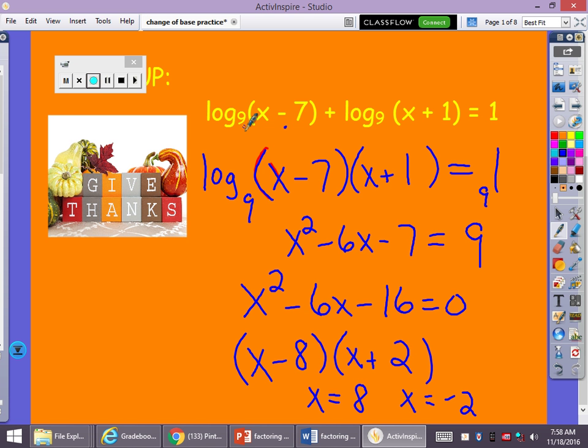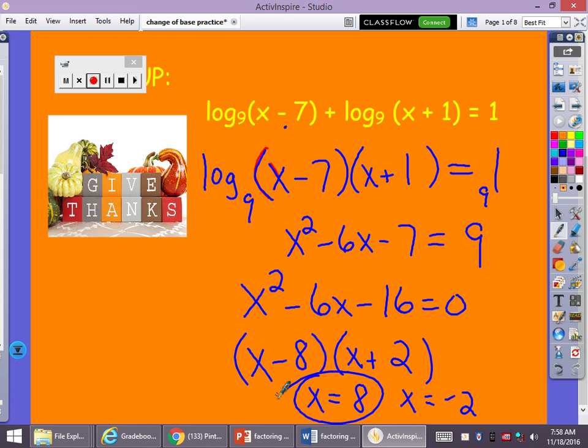Okay, so if I plug in 8 here, 8 minus 7 is 1. 9 to what power is 1? 0. So that one works. Now if I plug in 8 here, 8 plus 1 is 9. 9 to something is 1. What? 1. And 0 plus 1 is 1. So this one works. We did not do this previously. I just had you solve it.